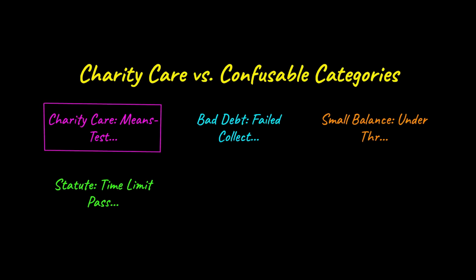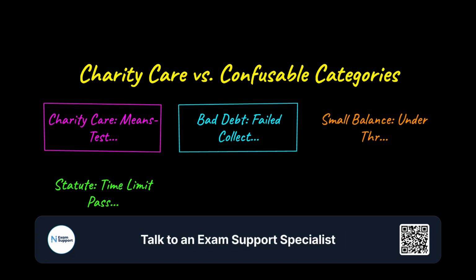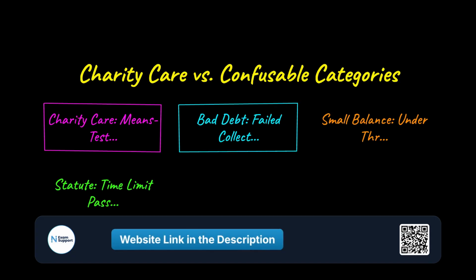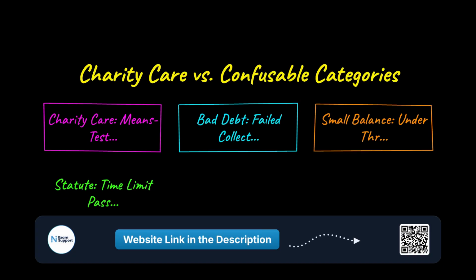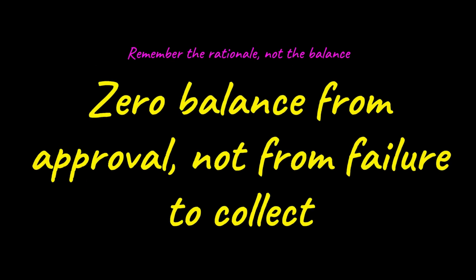The exam trap is confusing charity care with bad debt since both can leave a zero balance, but charity care follows a documented application and an approval decision, while bad debt follows failed collection on a balance worth pursuing. Small balance write-offs ignore ability to pay entirely, and statute write-offs simply reflect an expired filing deadline. When a stem describes a successful means-tested application rather than exhausted collection efforts, the answer is charity care.